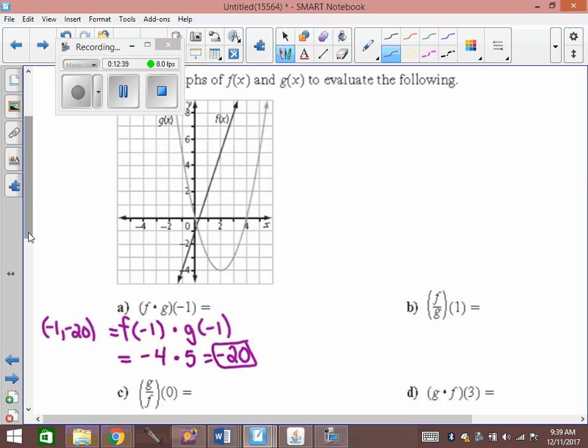f divided by g of 1. So that's going to be f of 1 divided by g of 1. f of 1 is 2 divided by g of 1, which is -3. Done.